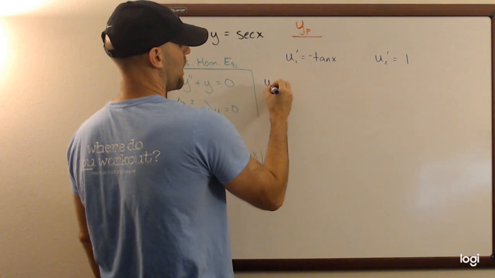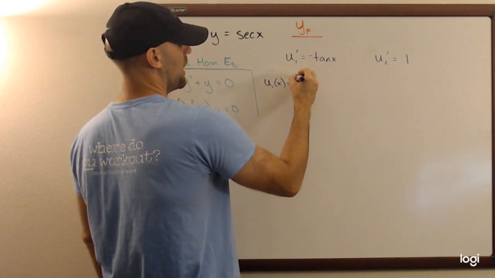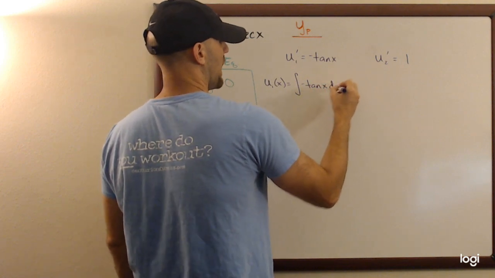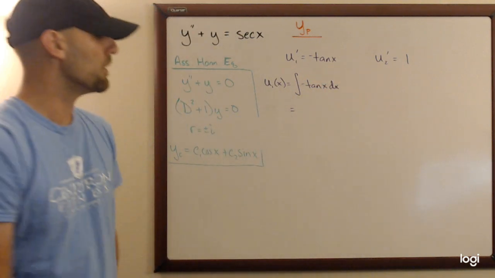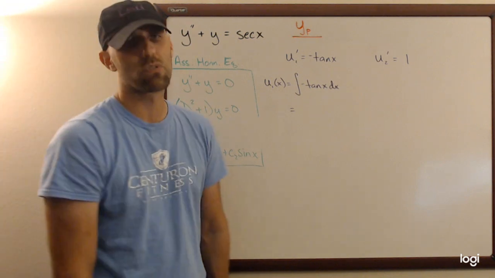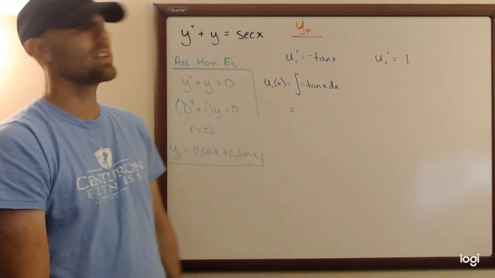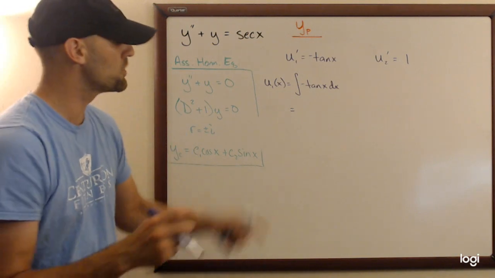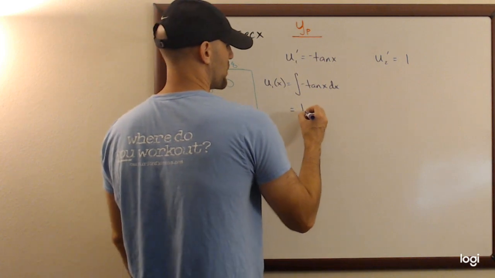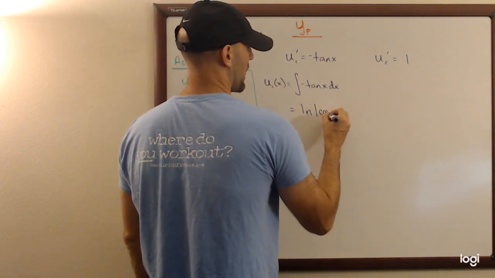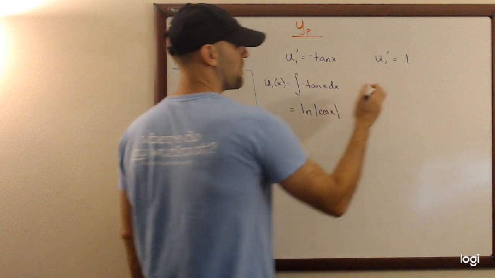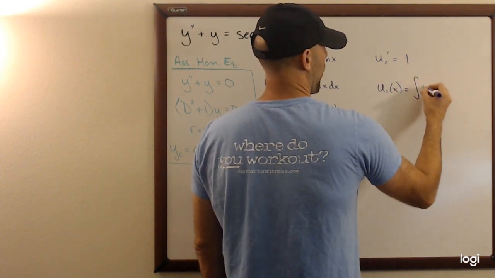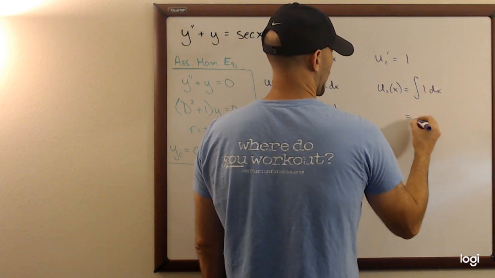u1 of x is going to be the integral of negative tangent x dx. We know what the integral of tangent is. The integral of tangent is the natural log of the absolute value of secant, or equivalently negative natural log of the absolute value of cosine, but two negatives would make it positive. So this is the natural log of the absolute value of cosine x. I'm going to come back to this in a second. u2 of x, that's the integral of 1 dx. The integral of 1 is just x.